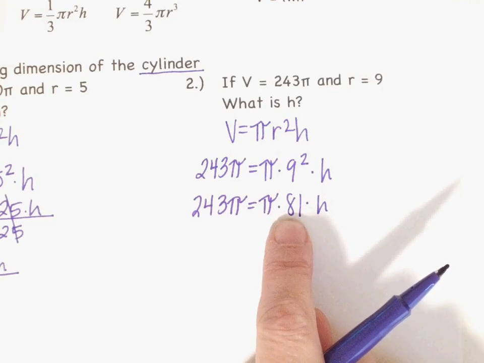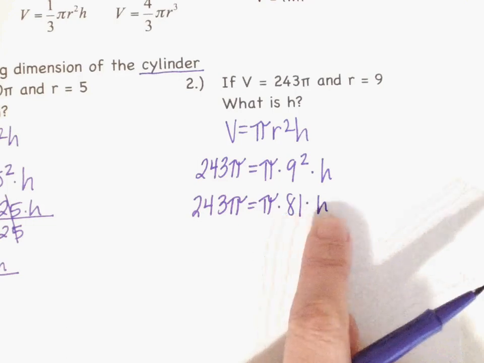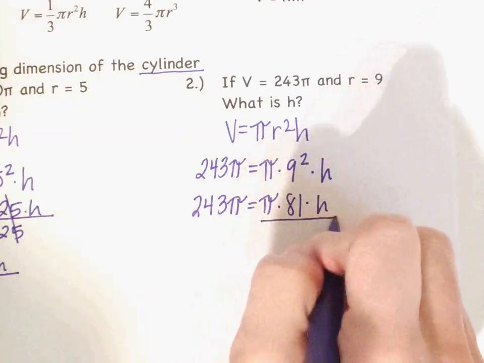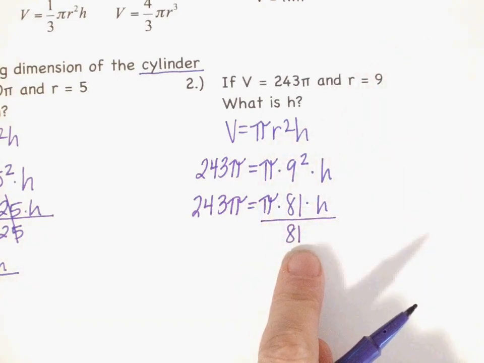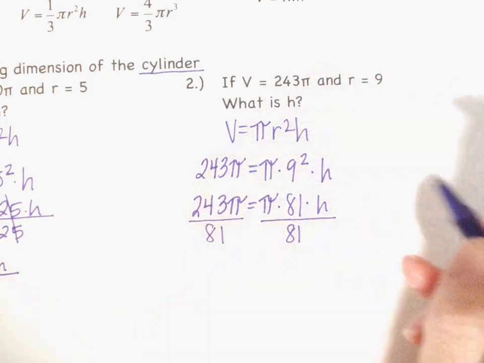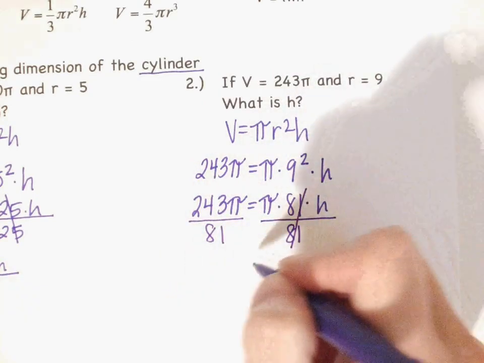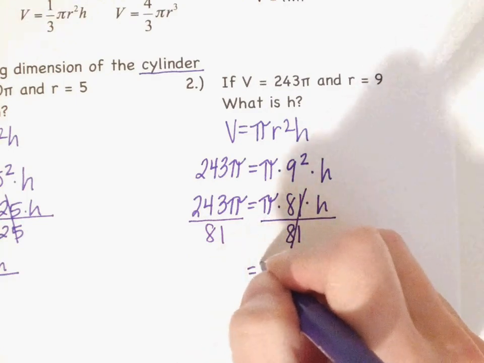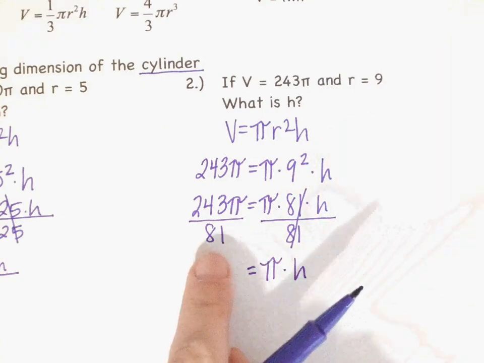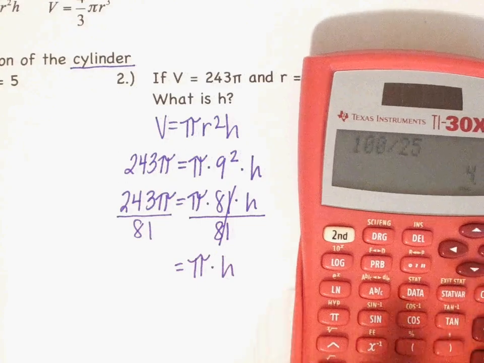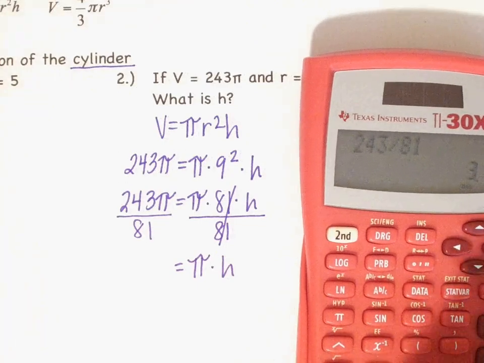Just like when we would solve variables in the past, if I have 81 times, we do the opposite, we do the inverse. The inverse is to divide. And I'm going to divide by 81. And if I do it on one side, because there's an equal sign, I have to do it on the other. So the 81 does divide out. So that means that on the right side, I'm left with pi times h. On the left side, I just need to divide. And so 243 divided by 81, that gives me 3.